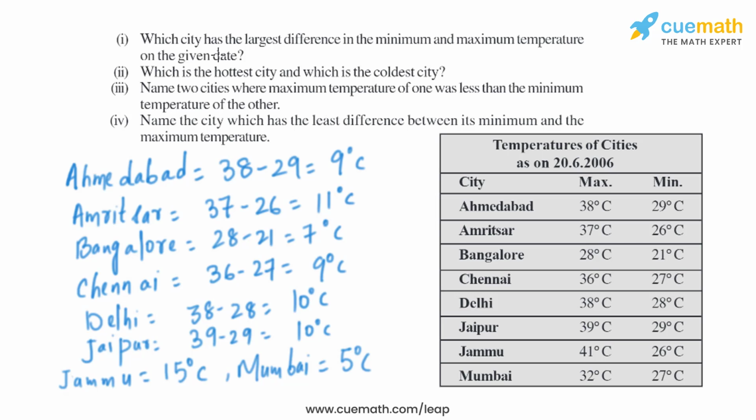Now the first part says which city has the largest difference. As we can see, Jammu has the largest difference which is 15 degrees Celsius. So that is Jammu. Now which city has the least difference? That is Mumbai. That is the fourth part. So Mumbai is having 5 degrees Celsius. That is the difference between the maximum and minimum temperature.